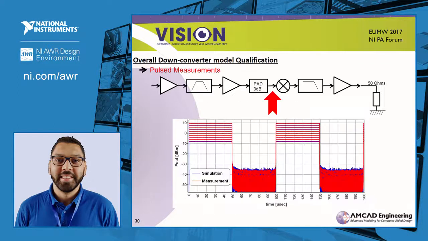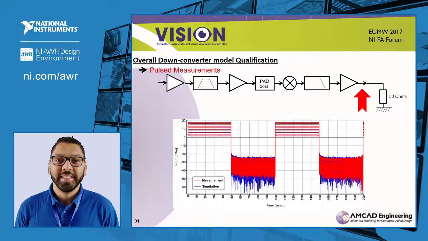Here we compare the simulation of the modeled system and the measurement on the pulse. We have excellent results before the mixer and also at the end of the system.